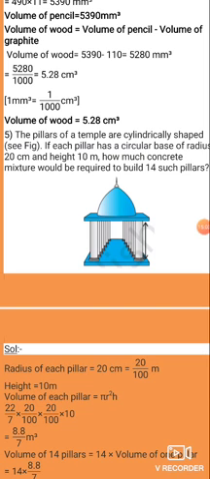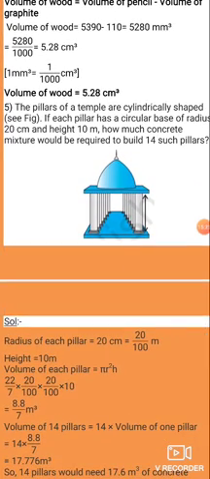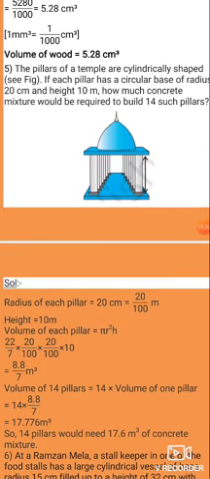Now last one, what? We need to find out the volume of 14 pillars. So multiply 14 into volume of one pillar, that is 14 into 8.8 by 7. We can cancel 14 by 7. 14 and 7, 2. Now 8.8 into 2 is equal to what? 17.6 meter cube. Clear, students? Now the volume of the 14 pillars is equal to 17.6 meter cube.